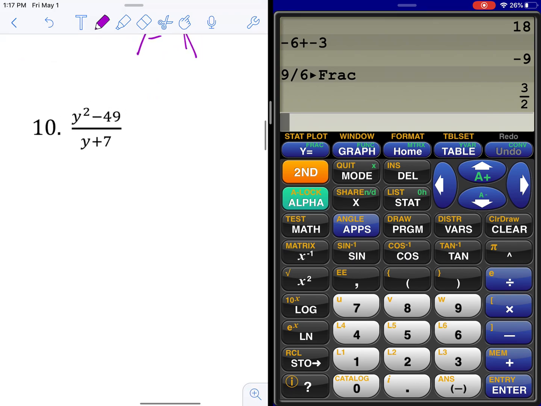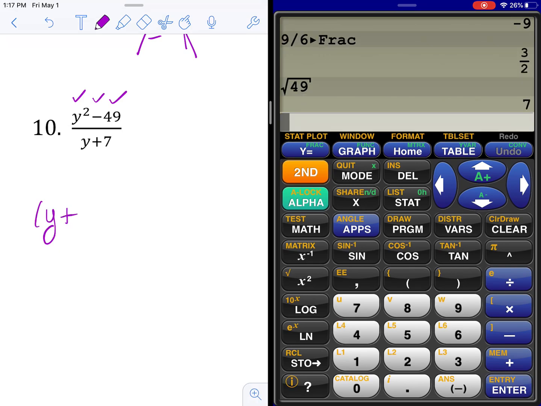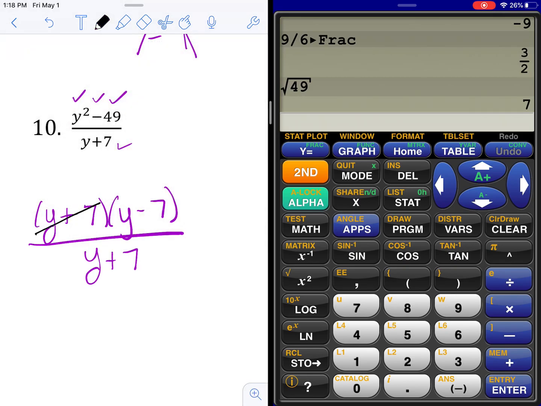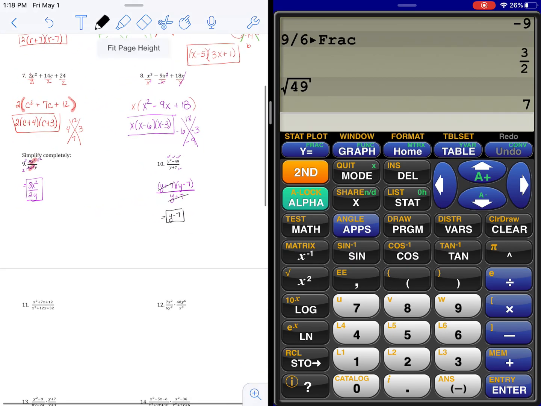Y squared minus 49. Y squared minus 49 stands out to me as a difference of 2 squares. You have a perfect square, and a minus symbol, so that would be y plus. Take that square root of 49 and you get 7. So y plus 7, y minus 7. And then on the bottom here, you just rewrite that y plus 7. Remember that plus glues that y and that 7 together, so the only thing that y plus 7 would cancel with would be another y plus 7, and that leaves y minus 7 as your final answer.